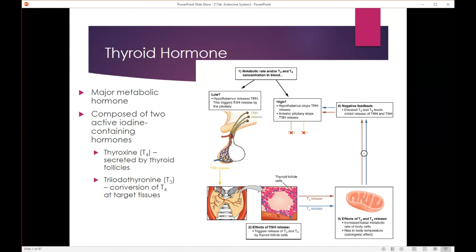The thyroid hormones are composed of two active iodine-containing hormones. So you have T4, or thyroxine. Thyroxine is secreted by our thyroid follicles. The reason we call it T4 is because it has 4 iodine molecules attached to it. And then we have triiodothyronine, and triiodothyronine is T3. Okay? And what happens is that once the T4 gets to those tissues, the tissues themselves can convert it to T3 or back to T4, just by pulling off or adding on an iodine.